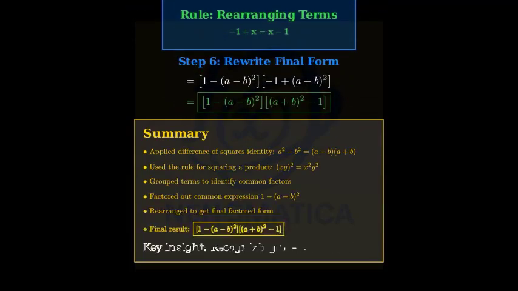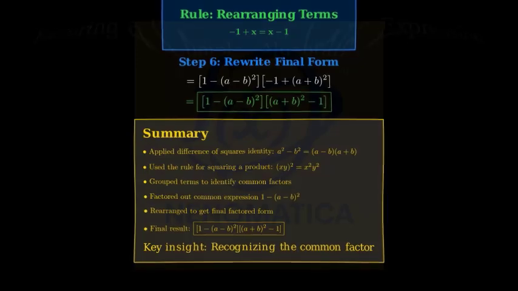We started with the expression a plus b squared plus a minus b squared minus a squared minus b squared minus 1. We applied the difference of squares identity to rewrite the expression, used the rule for squaring a product, grouped terms to identify common factors, factored out the common expression 1 minus a minus b squared, and rearranged to get our final factored form. This problem demonstrates how applying algebraic identities and factoring techniques can help simplify complex expressions. For further practice, try simplifying similar expressions with different algebraic identities. The key insight was recognizing the common factor 1 minus a minus b squared appearing in different parts of the expression.